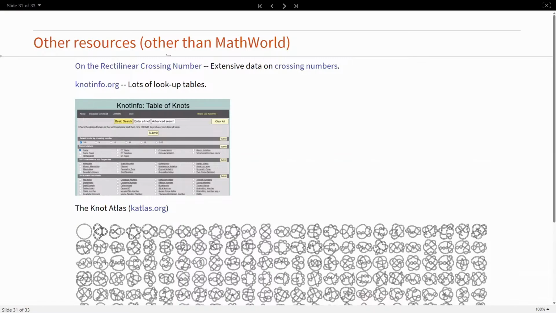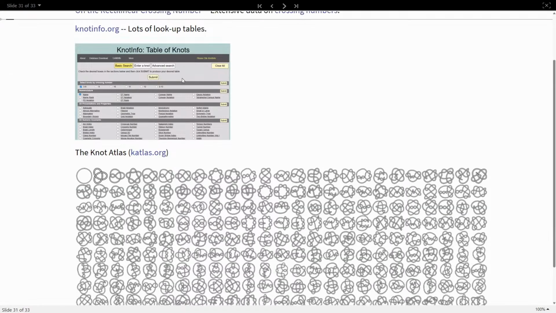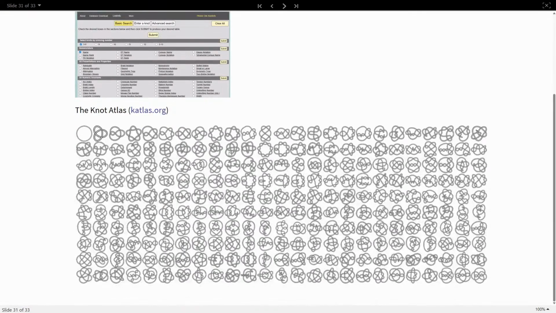There's other resources you can use for knots. This link here, and this paper will be at Community sometime soon. This whole talk will be there along with all these various links. This link here has a lot of data on crossing numbers. KnotInfo has a lot of lookup tables for knots, and the Knot Atlas has a whole bunch of pictures and other information about knots, some of which I used in this talk.